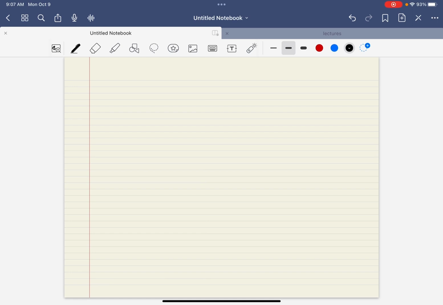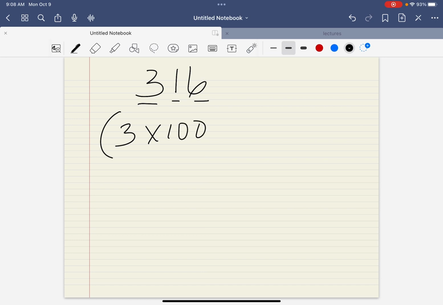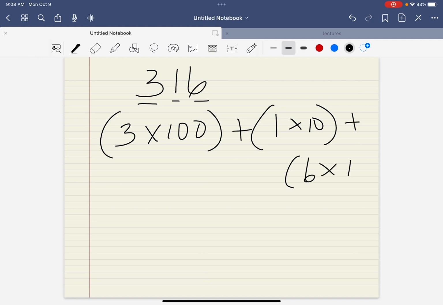So if I have a number like 316, expanded notation means to write this times the place that it's in, plus this times the place that it's in, plus this times the place that it's in. So in other words, 3 times 100. So the 1 is in the tens place, so 1 times 10, plus 6 is in the units place, or the ones place, so it's 6 times 1. That's called expanded notation.